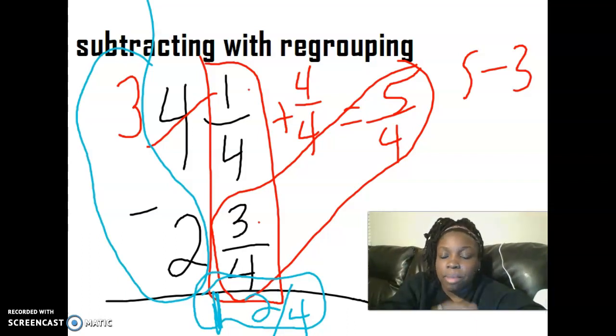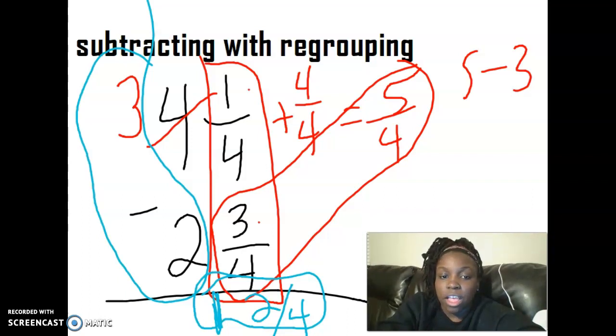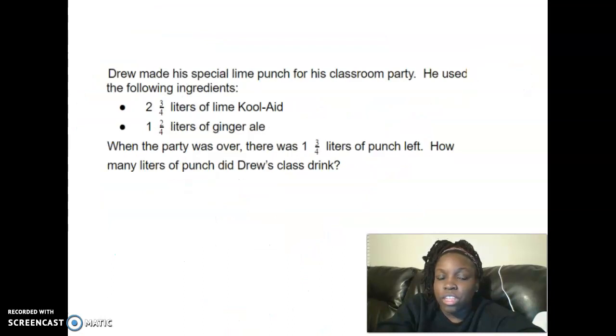So these are just basic calculations with adding and subtracting with regrouping. Now I just want to look at a word problem that deals with adding and subtracting with regrouping.